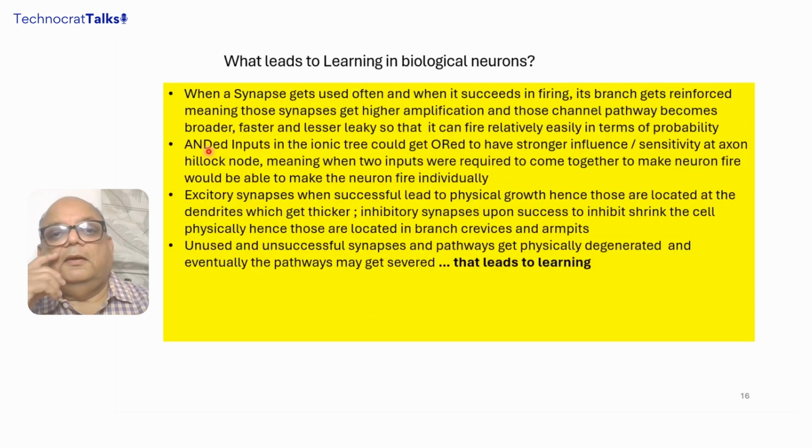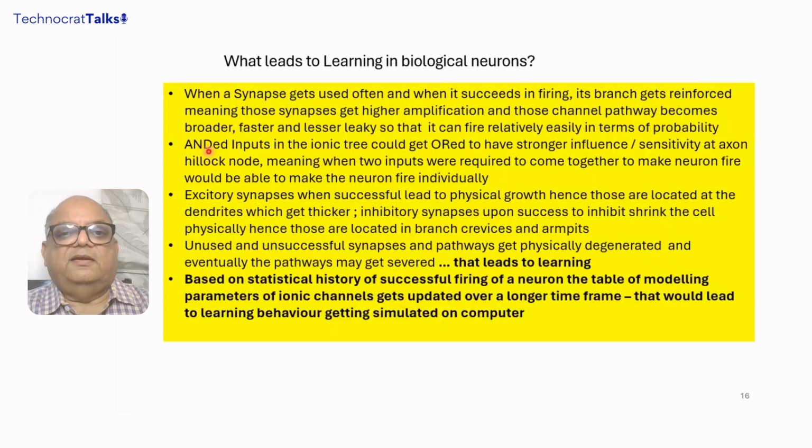Unused and unsuccessful synapses and pathways sometimes get physically degenerated and eventually may even get severed. So this leads to learning. And based on the statistical history of successful firing of a neuron, the table of modeling parameters which I have shown you, the ionic channels, get updated over a longer time frame, which will lead to learning behavior getting simulated on the computer.